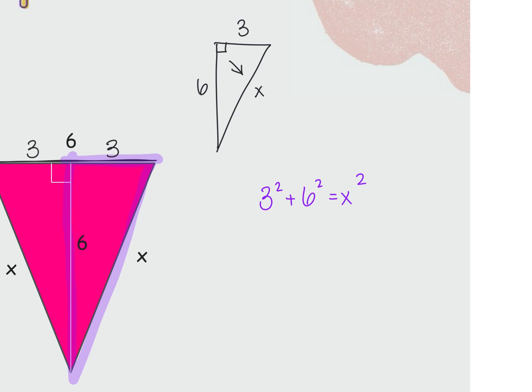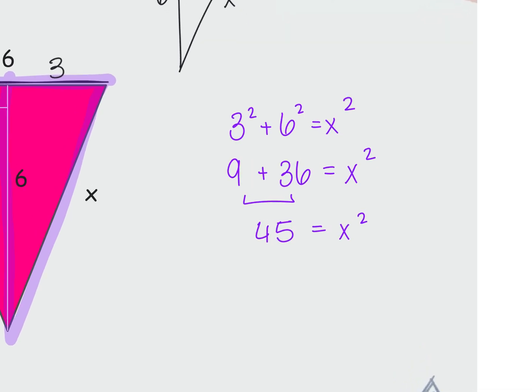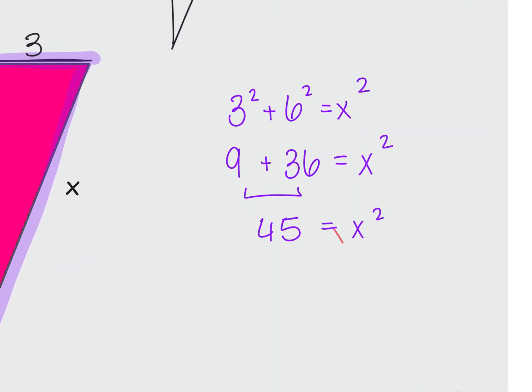So solving it, these are small numbers. You don't necessarily need your calculator. You're going to have 9 plus 36 equals x squared. Adding, I'm going to get 45 equals x squared. Getting rid of that squared, I'm going to square root it. Then is the square root of 45 a whole number? Is it a perfect root? No. Go ahead and simplify it. I'm going to give you a few minutes to simplify it, and then we're going to check it.